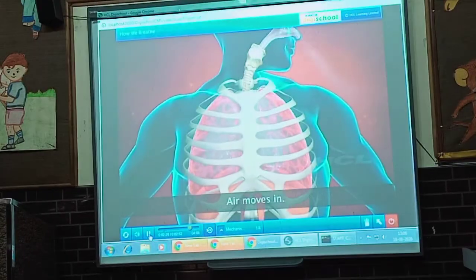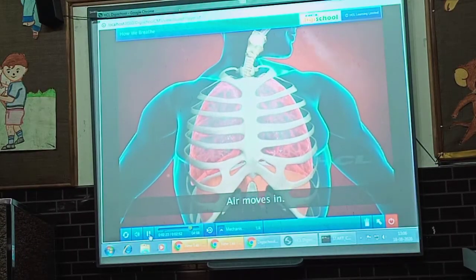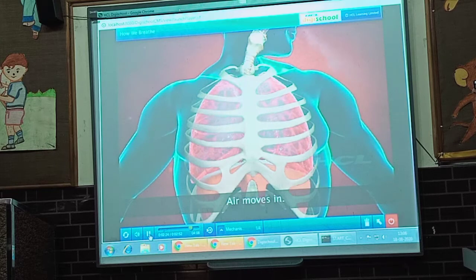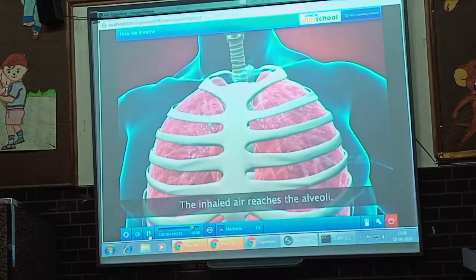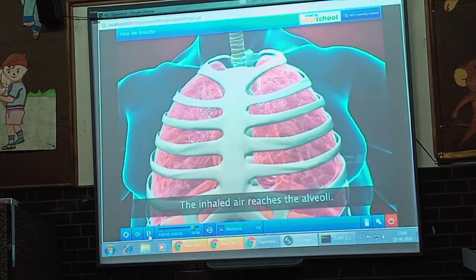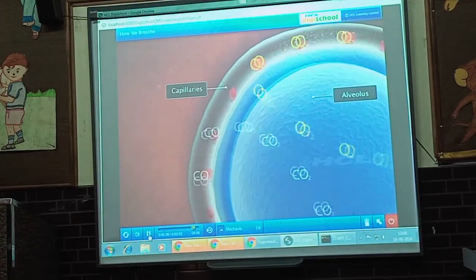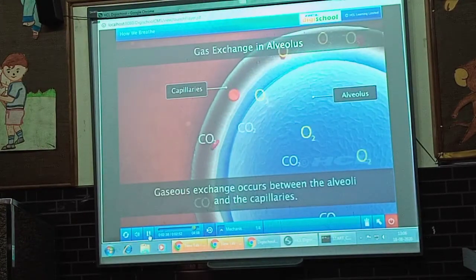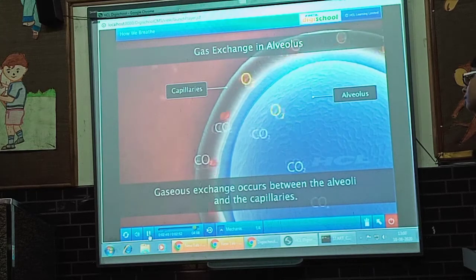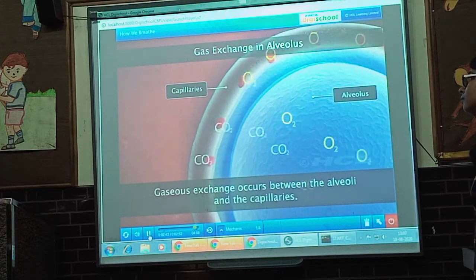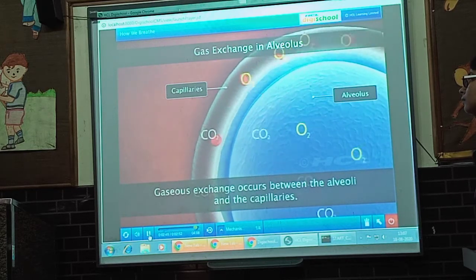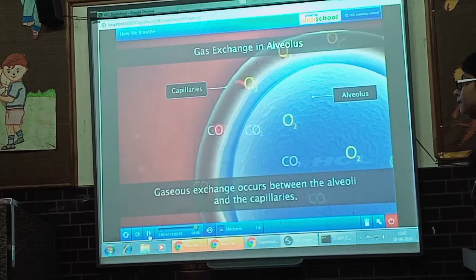Consequently, air enters the lungs from outside via the nostril, pharynx, larynx and trachea and the bronchi. The air finally reaches the alveolar region, which is richly supplied by blood capillaries. In the alveoli, oxygen diffuses into the blood and carbon dioxide moves from the blood to the alveolar region. This completes the inhalation process.